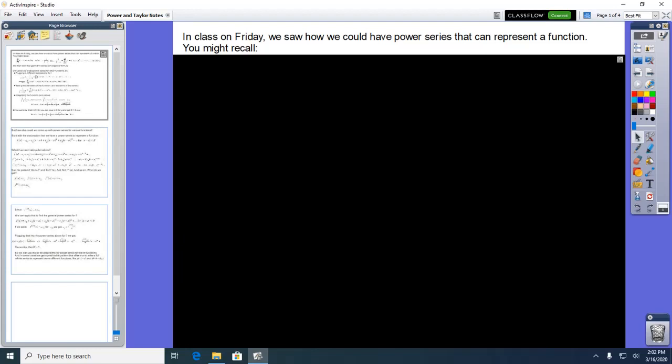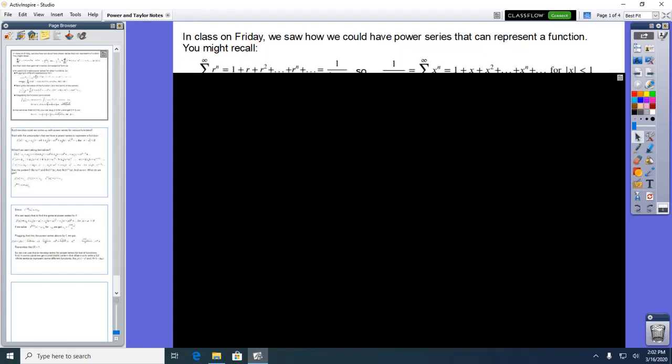So I just want to review a little bit first from what we were doing last week. We were looking at power series. We talked about how you can have a power series represent a function. And we started from the fact that we know the geometric series. We have a convergence formula for it, right?